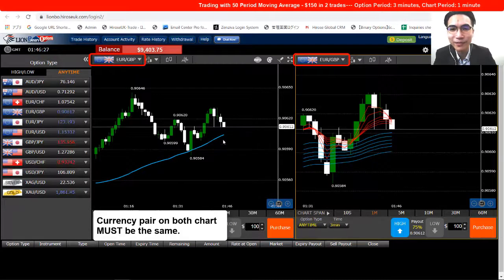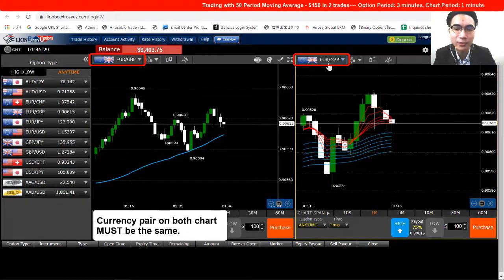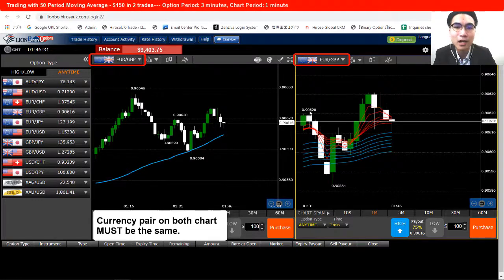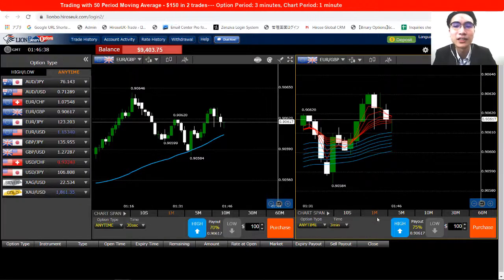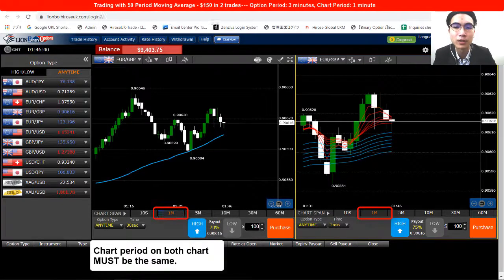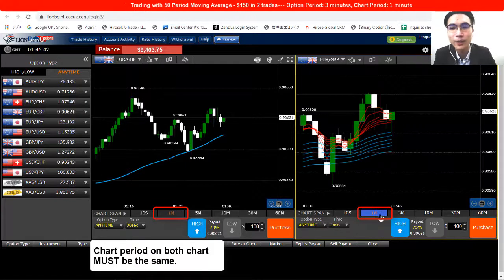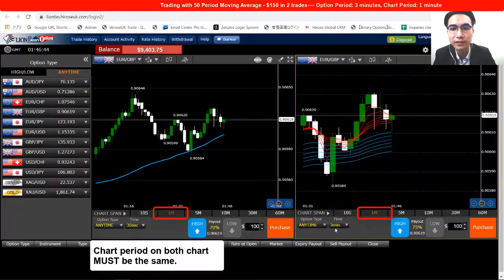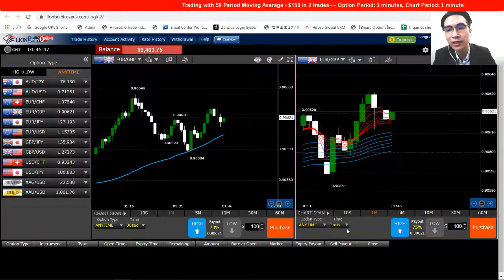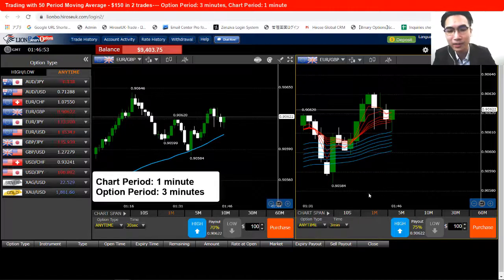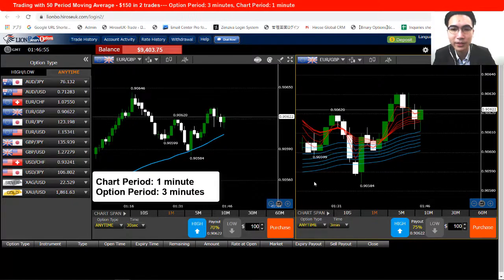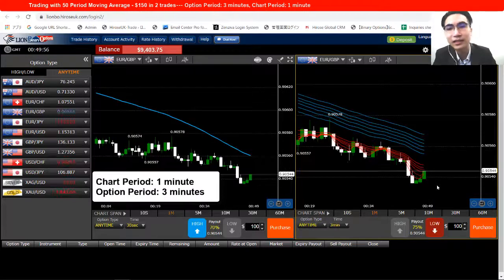that we are having the same currency pair on both charts. On both charts I have Euro and British Pound. Next we will confirm the chart period on both charts is the same, which I set to 1 minute on both charts. And the last thing I need to see is the option period. For today I'm trading with 1 minute chart period and 3 minutes option period. So I will be trading by using the chart on the right.